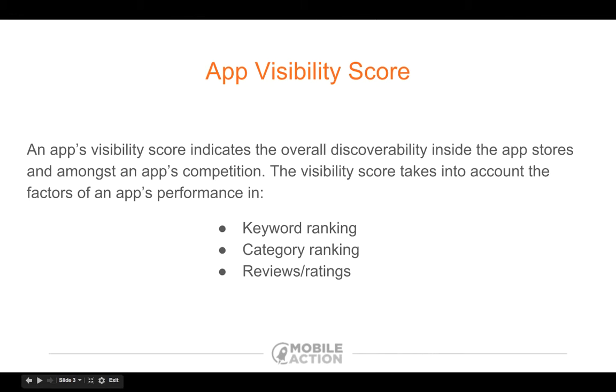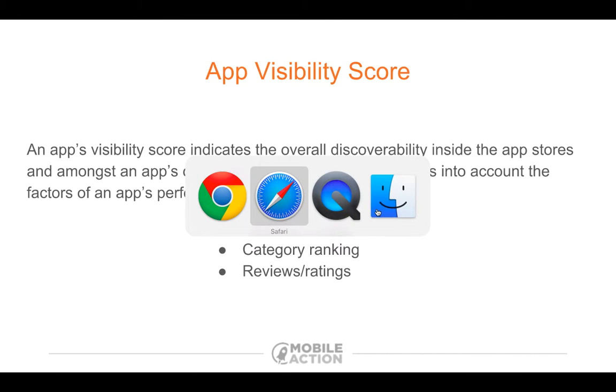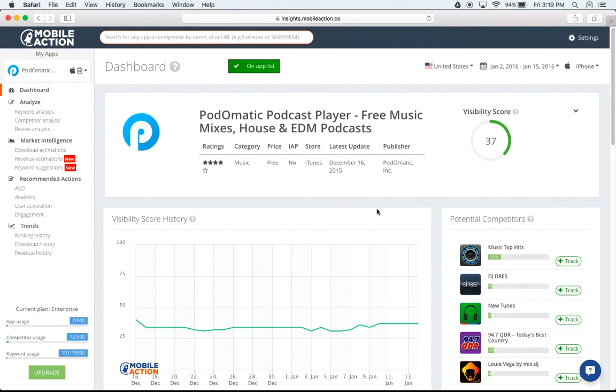The visibility score, we're going to refer to this a lot as we go through this series of how-tos. An app's visibility score indicates the overall discoverability inside the app stores and amongst an app's competition. So the visibility score that Mobile Action provides takes into account the factors of performance in several things. This includes keyword ranking, how well an app shows within their category, and also reviews and ratings. Very important factors so that you're going to get in front of as many potential users to download an app as possible. So back to looking at the dashboard.